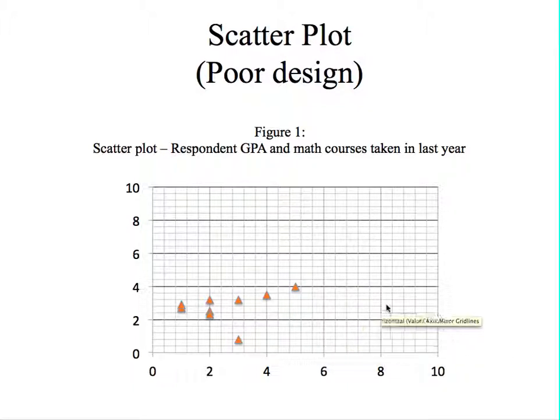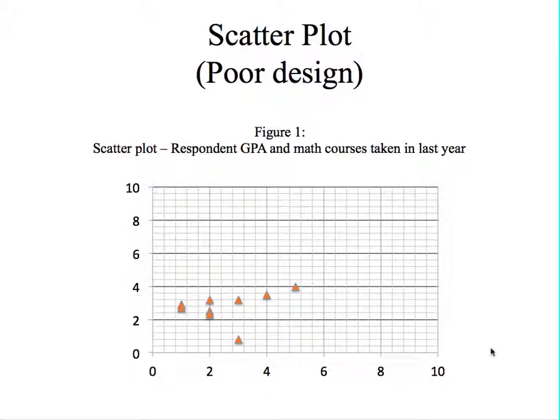All these lines are not adding anything to the chart. They really are not adding anything. I don't know which one GPA is, right? Because it's not labeled. This is a horrible scatter plot. It looked nice at the beginning, but it really has a poor design. It's not really showing much.